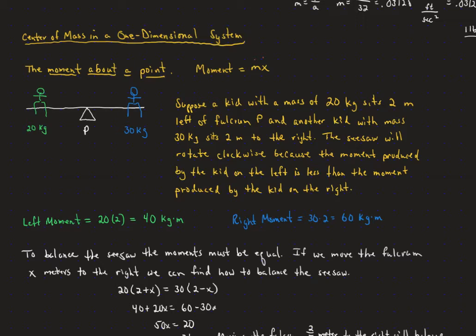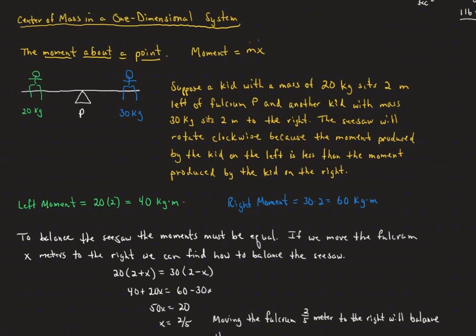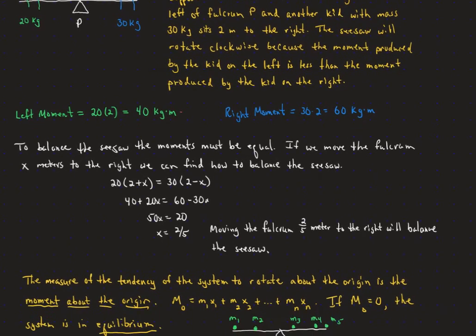So it's that moment that is trying to make it rotate about the fulcrum. It's kind of a force there. So the left moment is going to be its mass times the distance. That's 20 times 2, which is 40 kilogram-meters. And then the right moment is 30 times 2, which is 60 kilogram-meters. So the question comes up, how do we balance that?